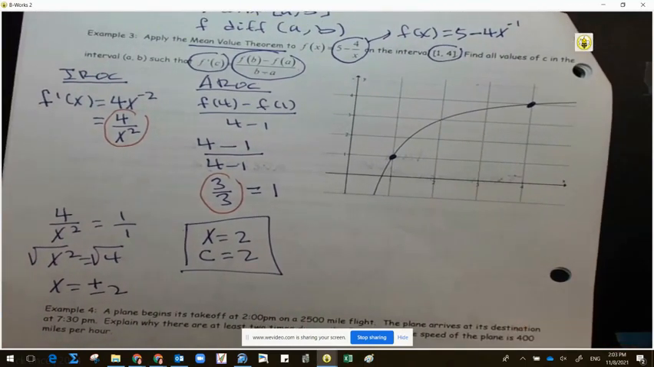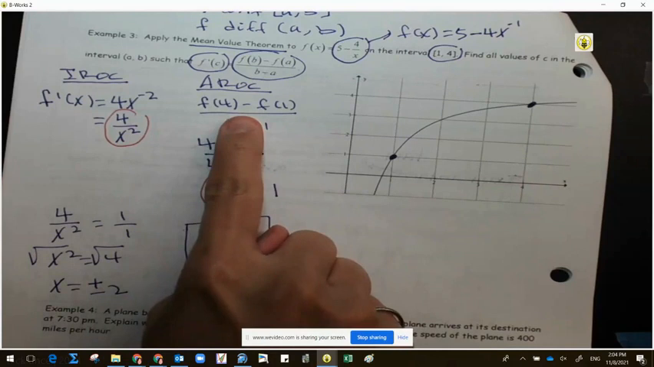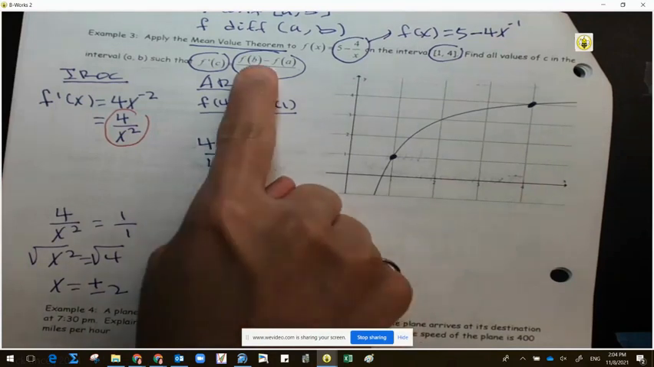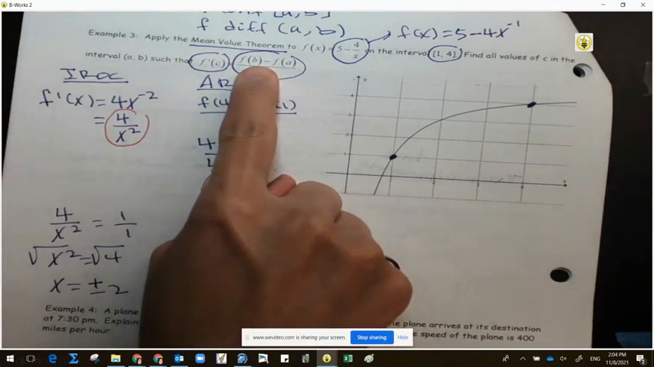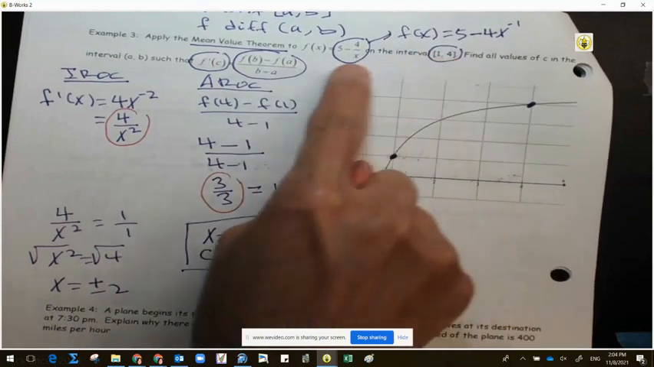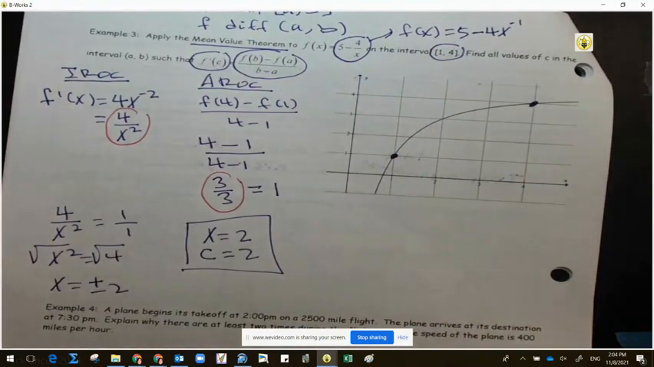Question. So for the IROC, you're just finding the derivative. That's the one. You're just finding the f prime. And for the AROC, you find the average. How did you put f of 4 minus f of 1? By the definition, if b is equal to 4 and a is equal to 1, you simply plug it in.